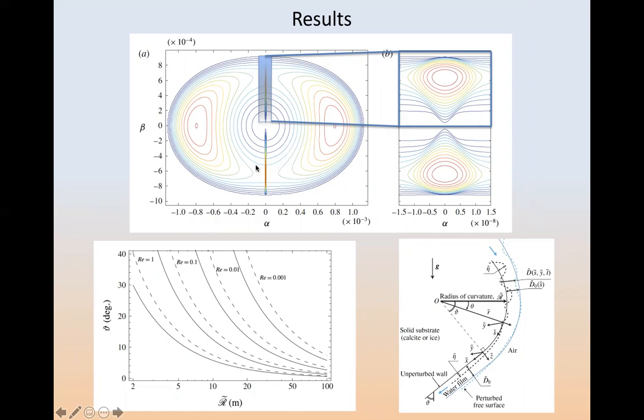Here I plotted the growth factor in terms of the longitudinal wave number and the transversal wave number. So you see that we have instability both on the alpha and also on the beta axis, but the most important one is on the beta axis.